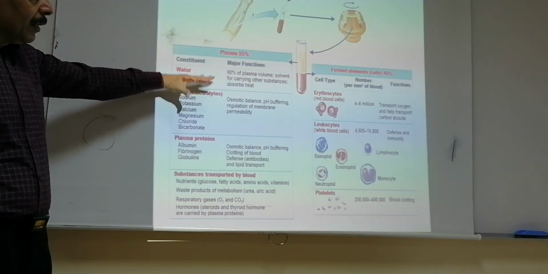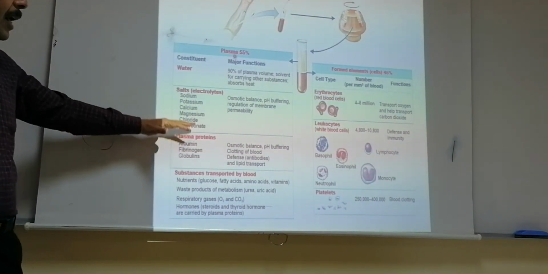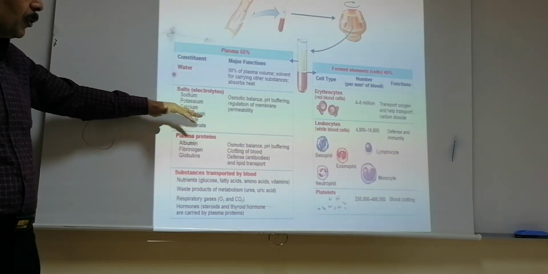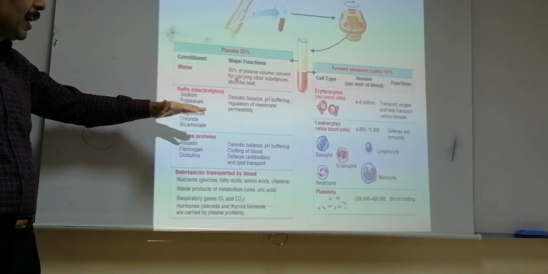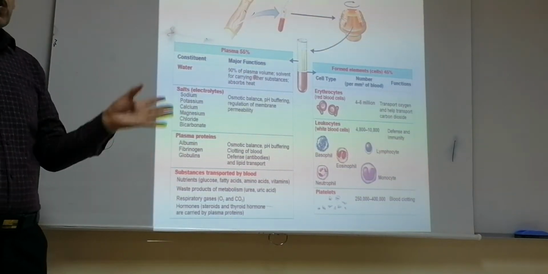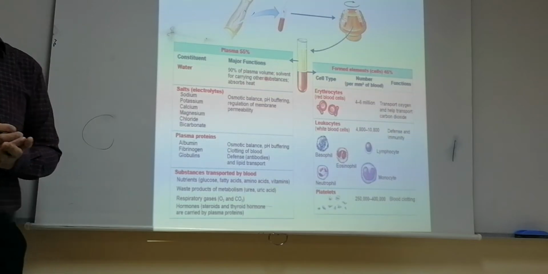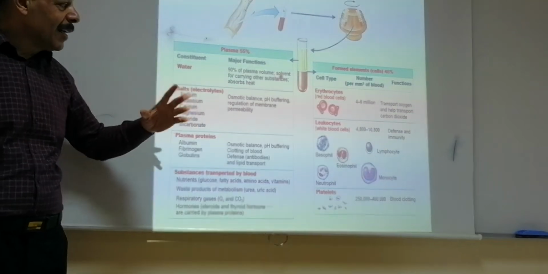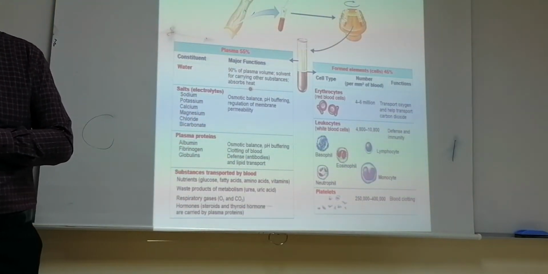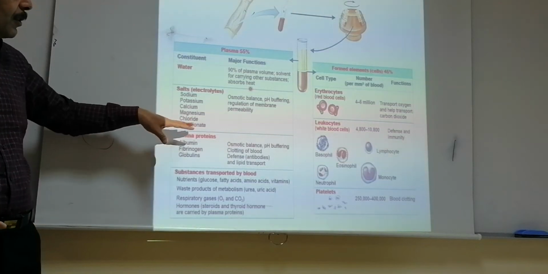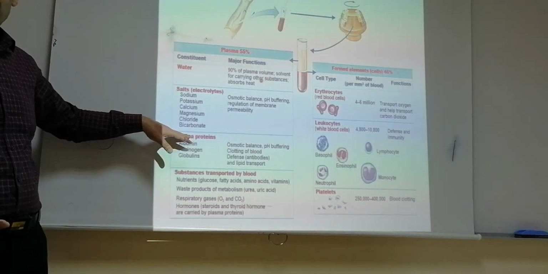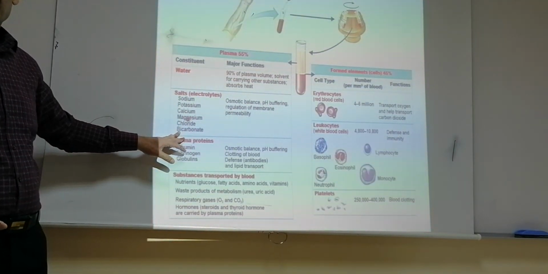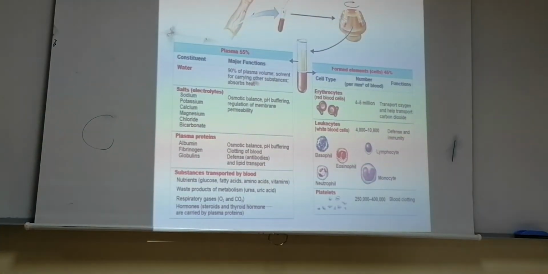The other elements in the plasma are the electrolytes. Electrolytes like sodium, potassium, calcium, magnesium, chloride, bicarbonate. Those components, you remember also the osmotic pressure, osmolarity, and the balance, and the buffering system. Which one is considered as one of the buffering systems from those components? Which one in the plasma?